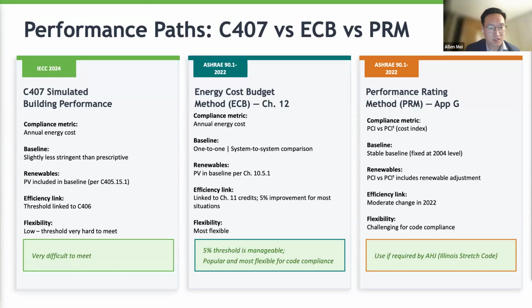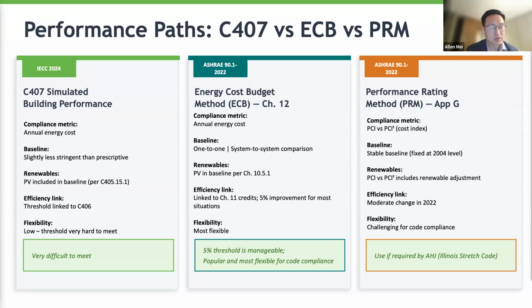ASHRAE offers two compliance paths. My favorite is energy cost budget method, and the other one is performance rating method. Most modelers are very familiar with PRM because it's very commonly used in LEED, some other certification programs. But generally, I recommend using ECB for code compliance because it's one-to-one in a system-to-system comparison. If you have an air-cooled system, your baseline is an air-cooled system. You won't be comparing air-cooled to water-cooled in the baseline. And it's not a stable baseline. There's no building performance factors.